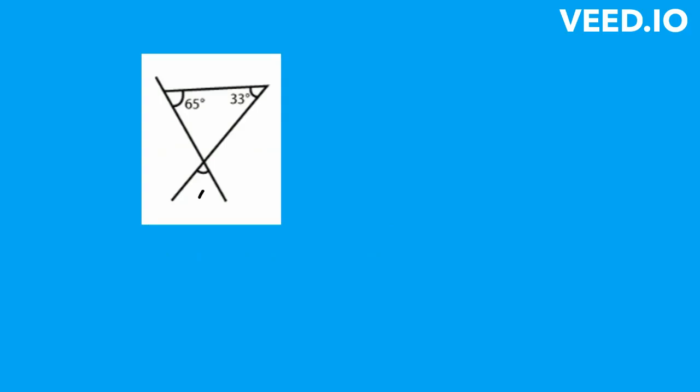Here we have an exterior angle here. This is the sum of opposite interior angles. So this should be 65 plus 33. That makes 98. Sorry, that was a typo there.